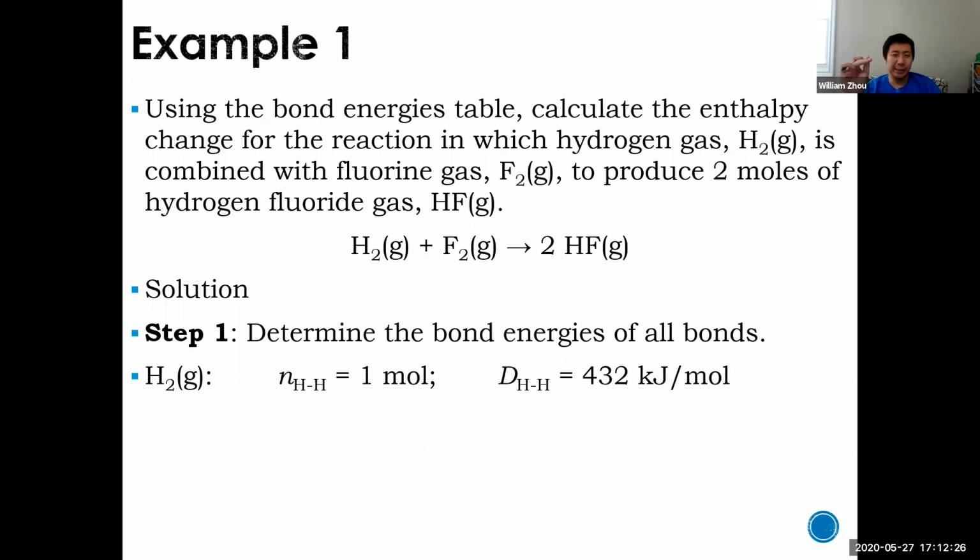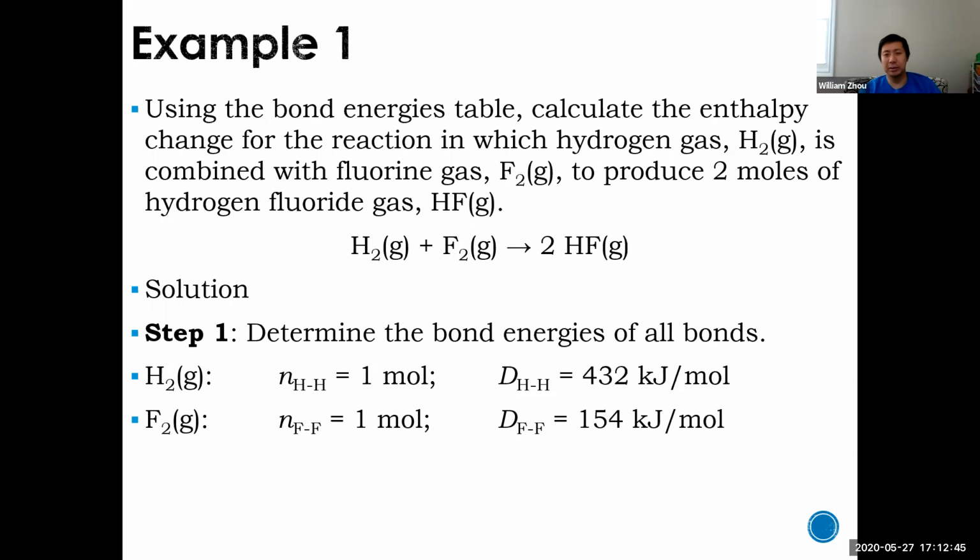And you do the exact same thing for fluorine. The F-F bond, how many bonds do you have? You have one, because you have one fluorine molecule. And what is the energy of that bond? If you look on the table, that will be 154 kilojoules per mole. You just copy that down, and then you work on the right side. So those are the reactants.